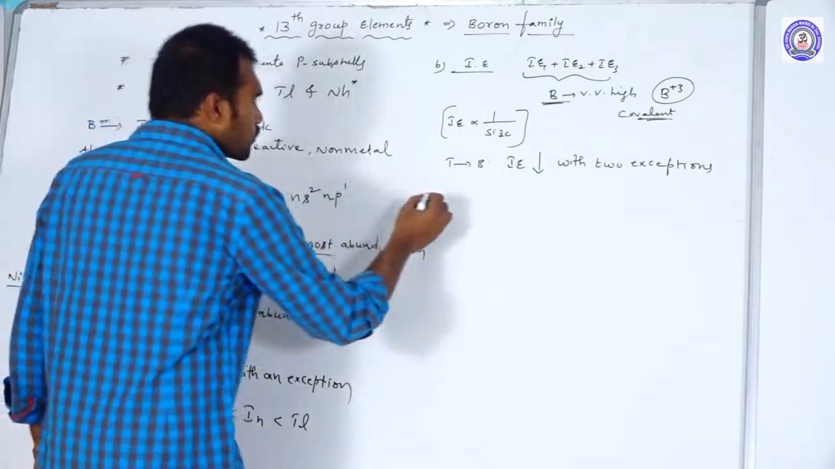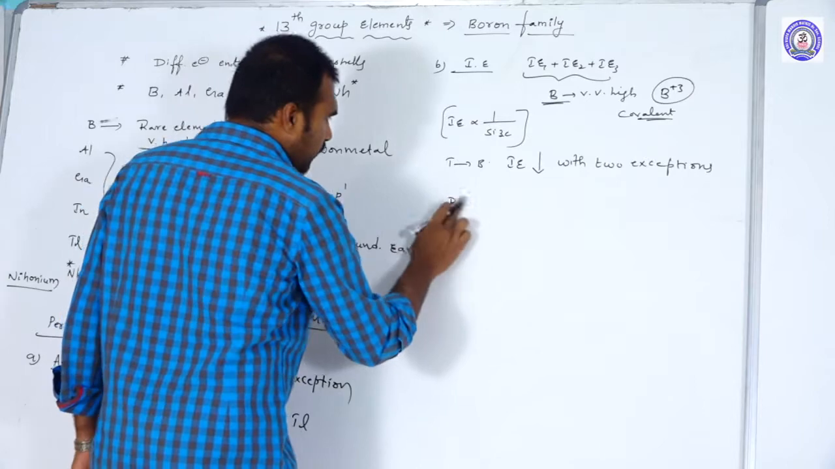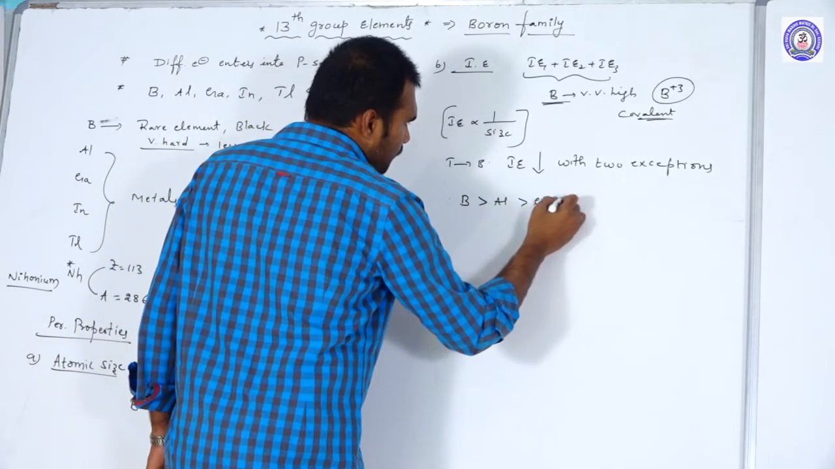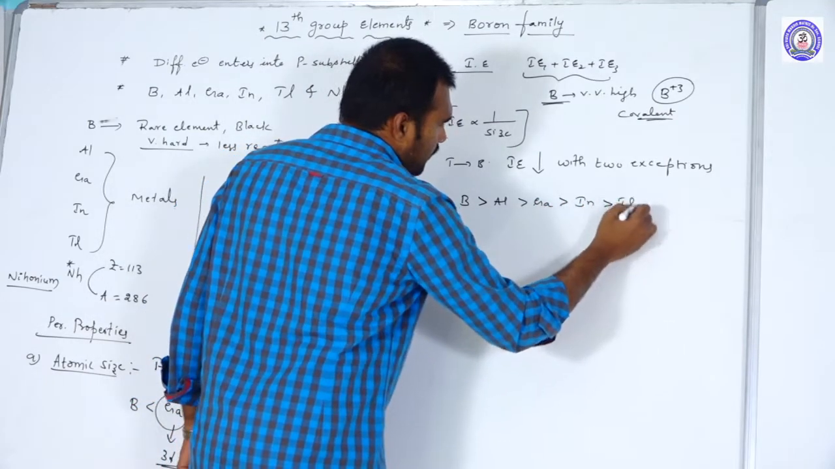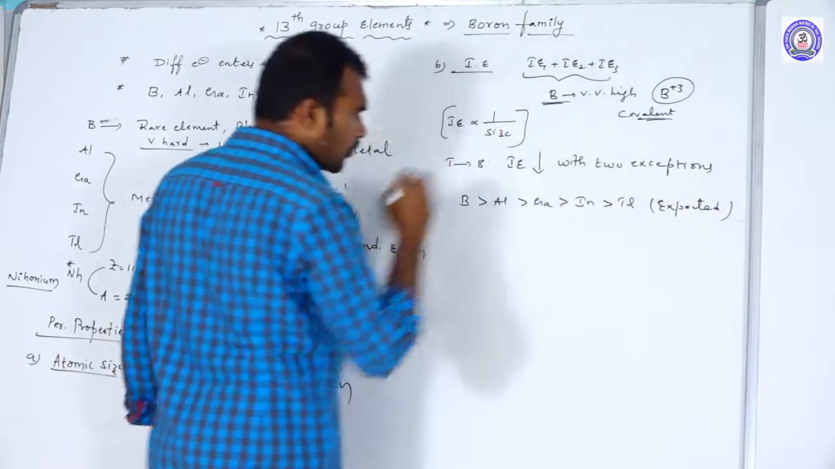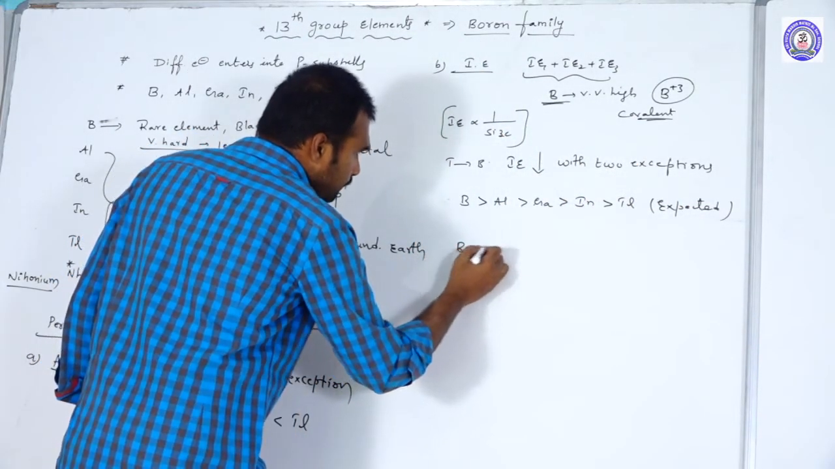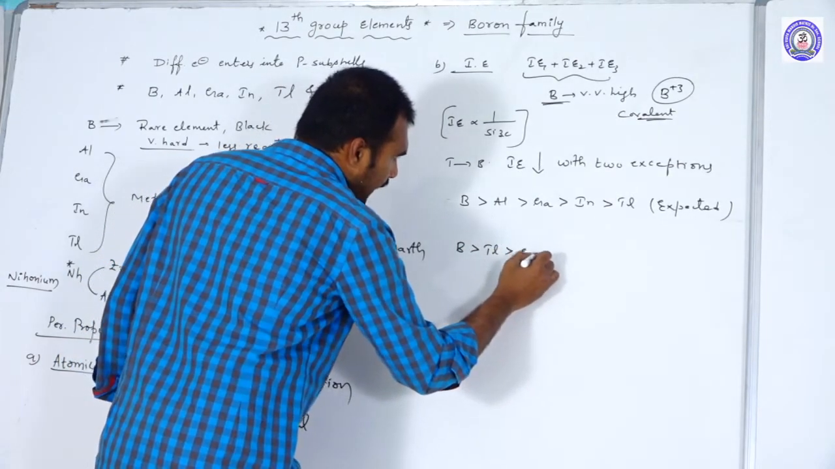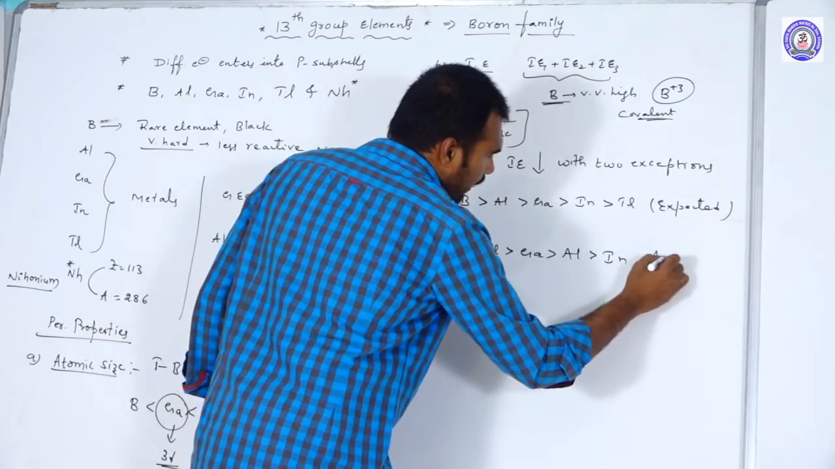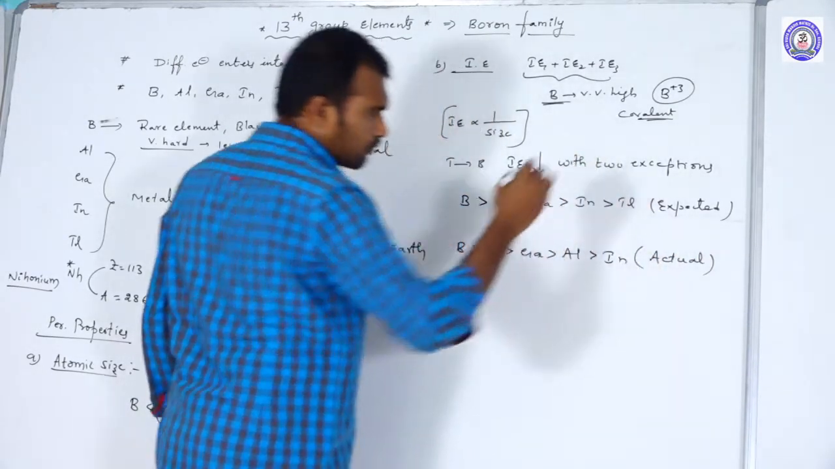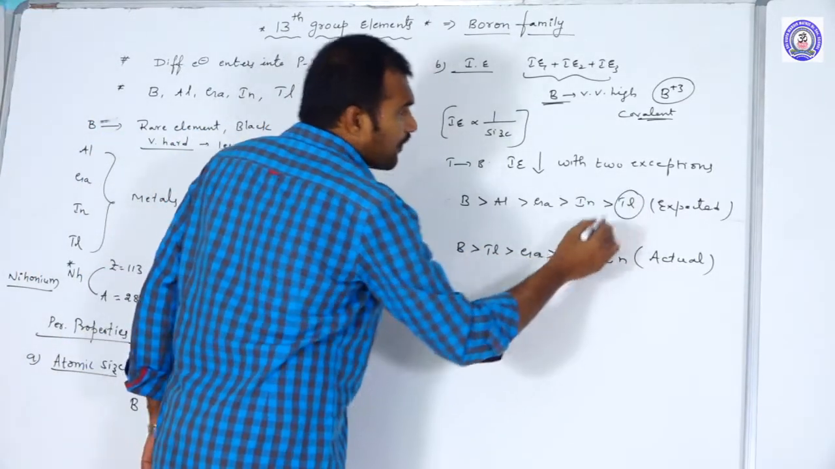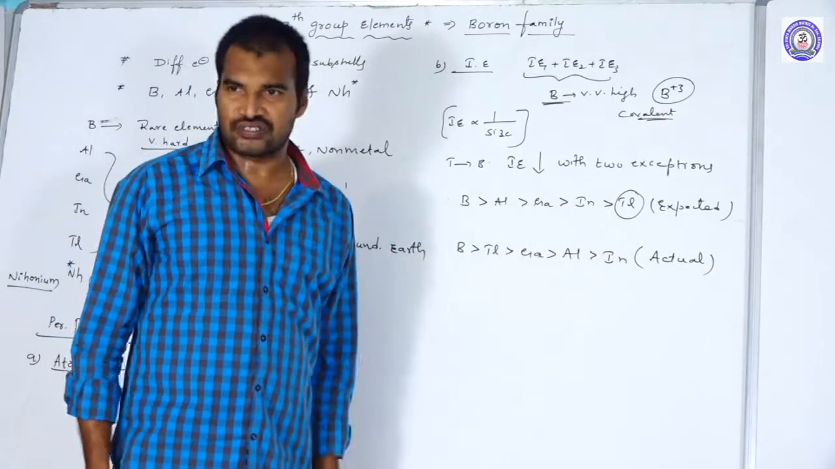What are those two exceptions? Let us see. The expected order I am writing first: boron, aluminium, gallium, indium, thallium. So this is the expected order, but the actual order is boron, thallium, gallium, aluminium, indium. So this is the actual order. Here thallium exceptionally has more ionization energy than the remaining three. What is the reason?